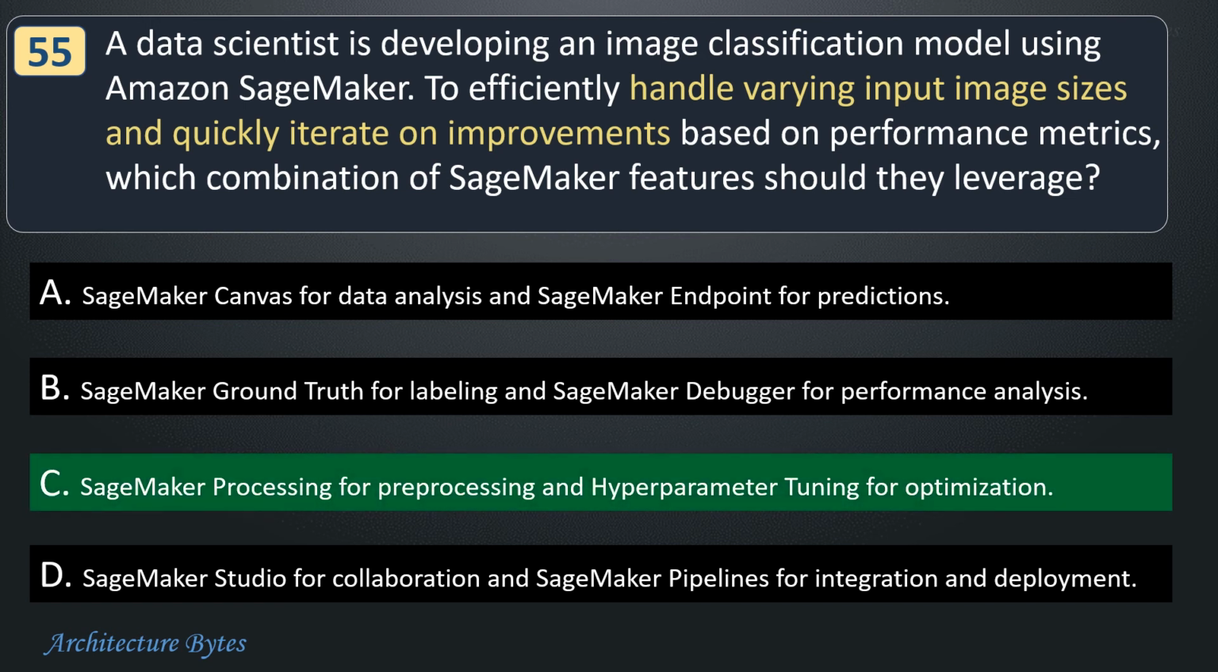Of these, option C, SageMaker Processing for pre-processing and hyperparameter tuning for optimization, is the right answer. SageMaker Processing allows the data scientist to efficiently pre-process images, ensuring the model can handle varying input sizes, and hyperparameter tuning optimizes model parameters, enabling faster iterations and better performance based on metrics. Other options do not directly address pre-processing images and efficient iteration.